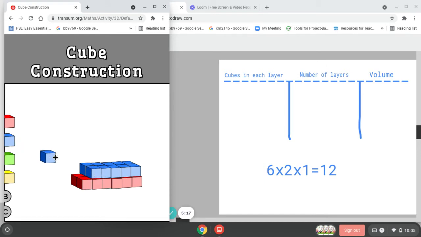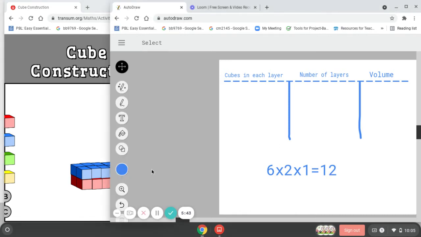Okay, so here is another layer of 12. So we are going to see how many cubes are in each layer. We already determined that based off of the first layer, our length was 6, our width was 2, and our height was 1, which gave us 12 cubes in one layer. So I'm going to put that here.